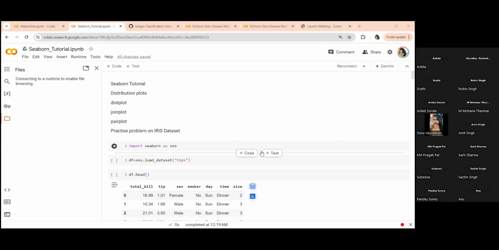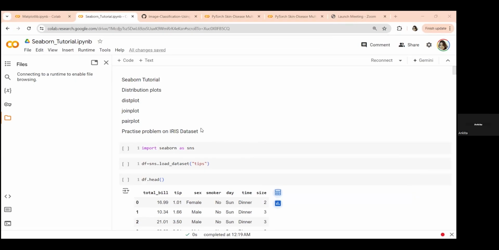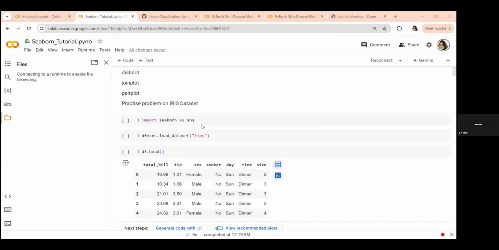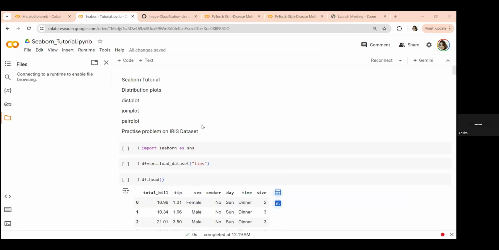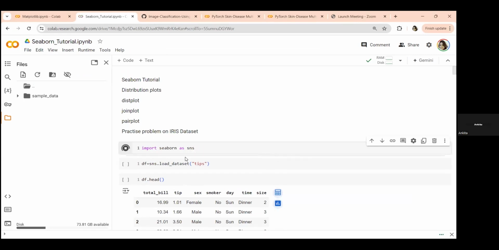In yesterday's class, I already started discussing the Seaborn library and why we are using it. We already know what correlation is, so I'm just importing this. Otherwise, I can't run today's topics. When we start working with Seaborn, we have to import the library: import seaborn as sns.